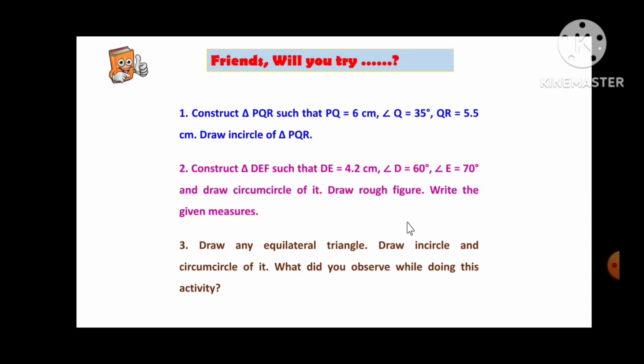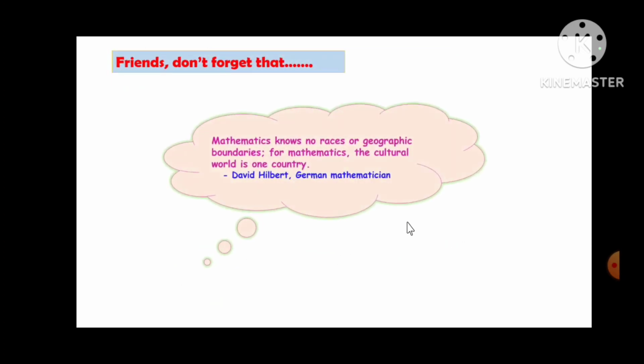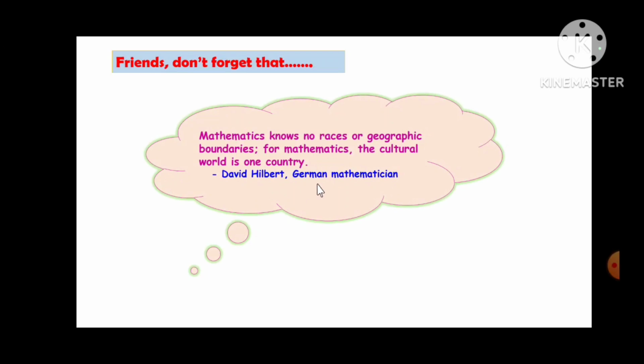Practice again and again. So friends, you should not forget the famous words from David Hilbert, a German mathematician. He says, mathematics knows no races or geographic boundaries. Mathematics knows no races or geographic boundaries. For mathematics, the cultural world is one country. Very nice wording. Thank you.